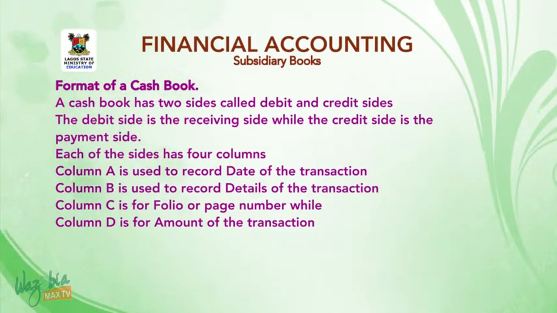Format of a cash book. A cash book has two sides, called the debit and credit sides. The debit side is the receiving side, while the credit side is the payment side. Each of the sides has four columns. Column A is used to record the date of the transaction. Column B is used to record the details of the transaction. Column C is for folio or page number, while column D is for the amount of the transaction.